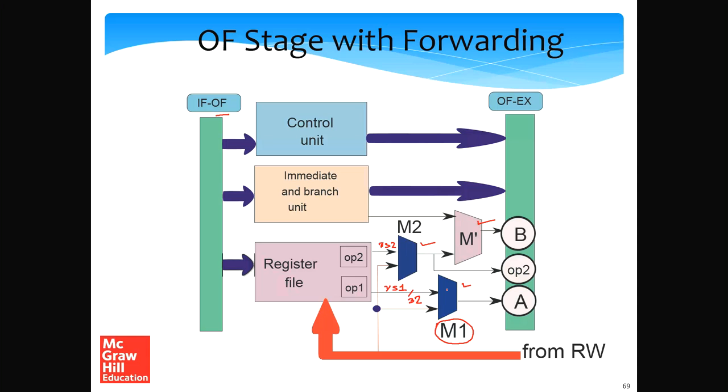The only 2 additional changes that we make in this abridged diagram of the pipeline stage is that we add 2 extra multiplexers, M1 and M2. M1 and M2 help us choose between what the register file is giving us, which we call the default input, and the forwarded input that is coming from the RW stage. If forwarding needs to be done, we choose the input coming from the RW stage. Otherwise, we choose what the register file is giving us.